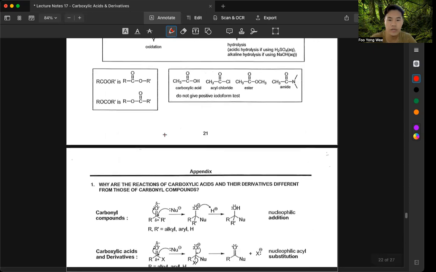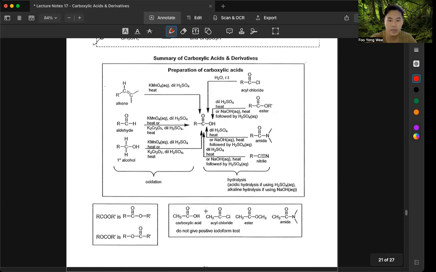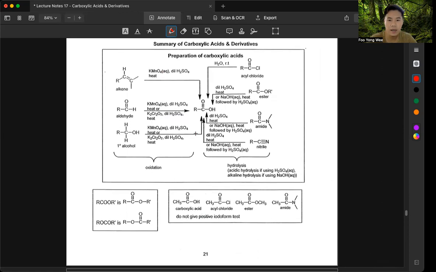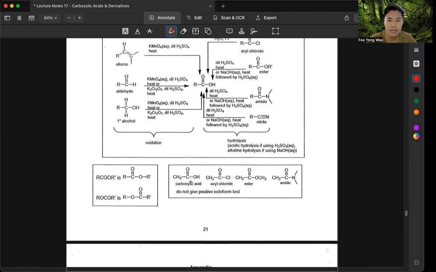I shall not go through it. And one more thing. The carboxylic acid, acyl chloride, ester, amide do not give a positive iodoform test, not like your carbonyl or alcohol, although they have the CH3 in the last CH3, unlike alcohol or carbonyl compounds.